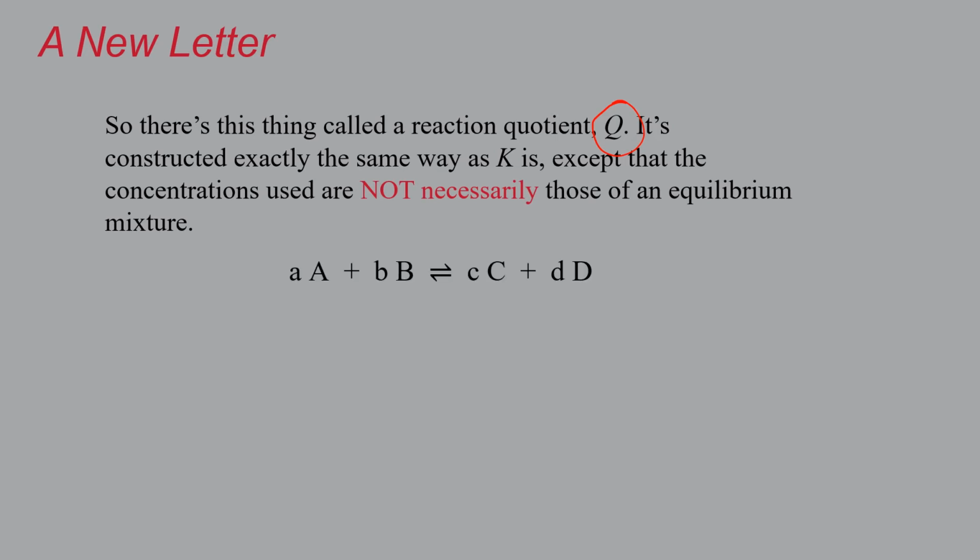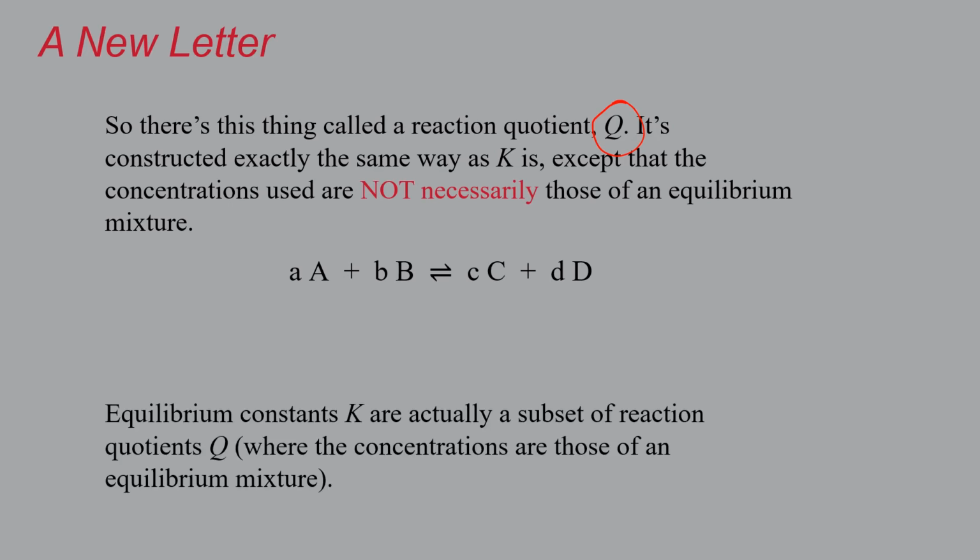So then again, they're constructed the same way. For a generic reaction, aA plus bB giving you cC plus dD, I apologize for the order here, but it's constructed in exactly the same way. You've got the concentrations of the products raised to the power of their coefficients divided by the concentration of the reactants raised to the power of their coefficients.